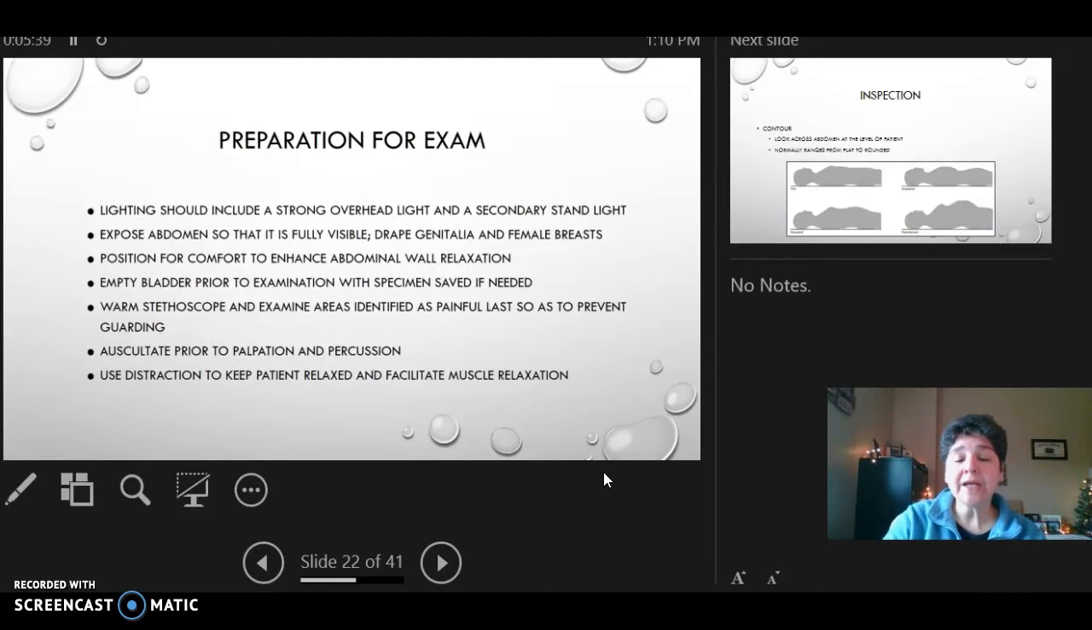Auscultate before palpation and percussion. We know that typically we go in a particular sequence: inspection, palpation, auscultation, percussion. However, with the abdomen, we don't want to start pressing around on the belly, because it can stir things up, irritate the bowel, and increase bowel sounds and peristalsis of the colon. So it's important to do auscultation before you start doing palpation and percussion. Use distraction if you need to keep the patient relaxed.